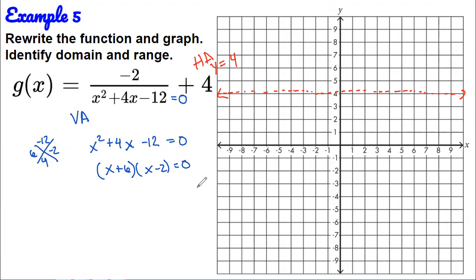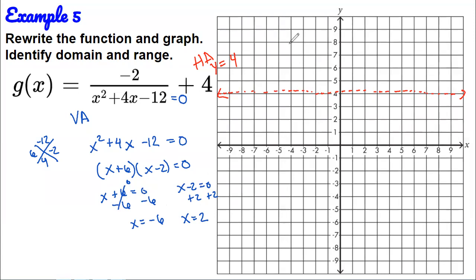So from here, how many excluded values are we going to have? We have x plus 6 equals 0 and x minus 2 equals 0. Subtract 6, add 2. We're left with x equals -6. x cannot equal -6, and x cannot equal 2. So we're going to have how many asymptotes this time?